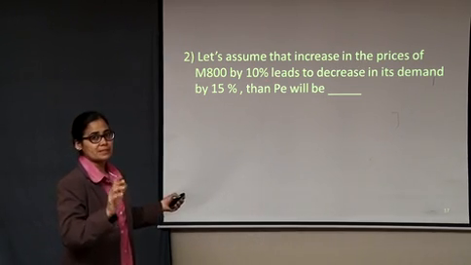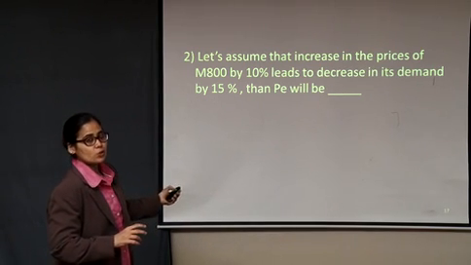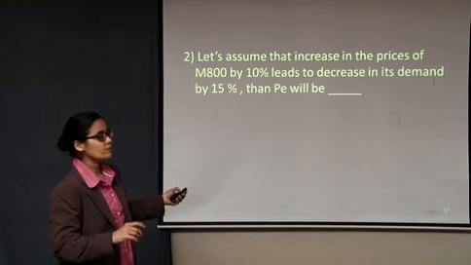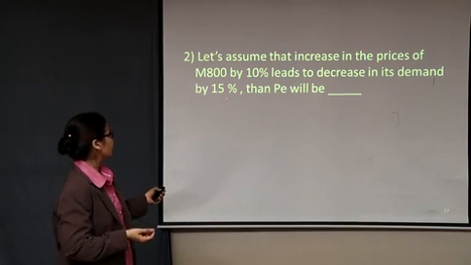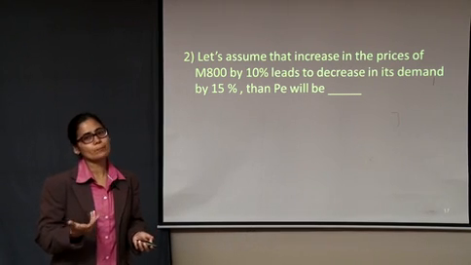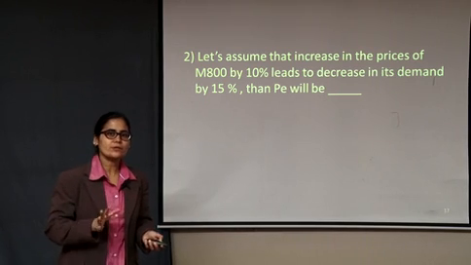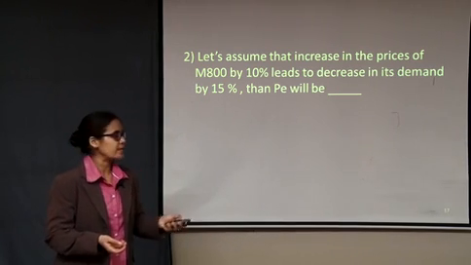So P, price 10%, demand 15%. So what is our formula? Demand will always be in the numerator. So 15 upon 10. What will be your answer? 1.5. So elasticity is 1.5. Now once you get your answer, what is your next step?